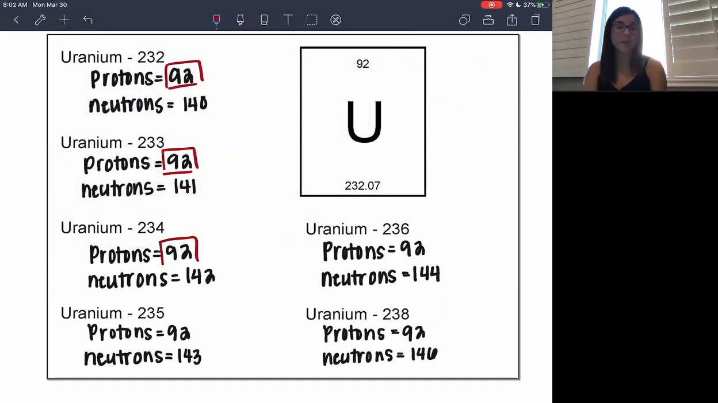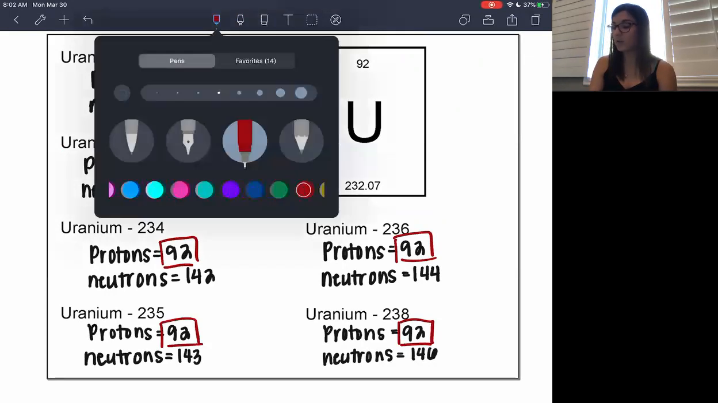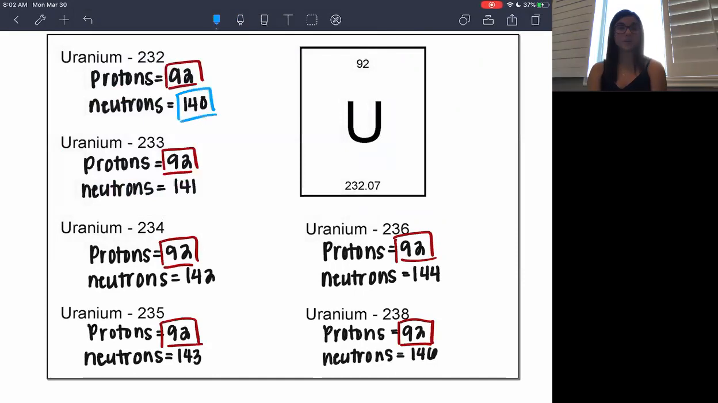92 protons, 92 protons, 92 protons. And it looks like the other part of my definition, that they have to have a different number of neutrons, which I did in blue, is also holding up. I have 140, 141, 142, and 143. So it looks like my definition of an isotope is holding up.